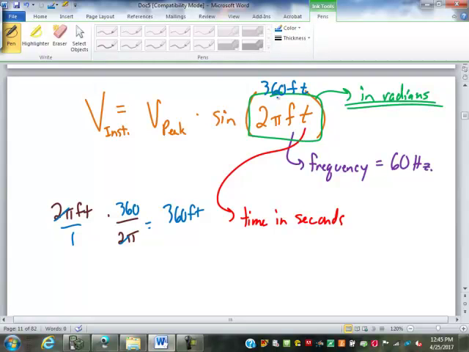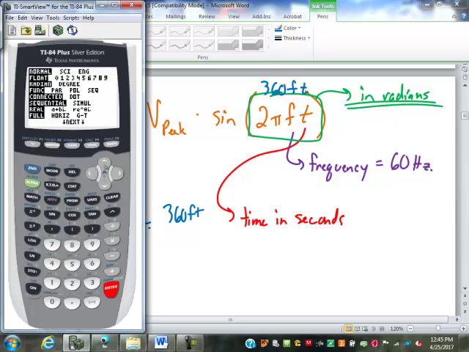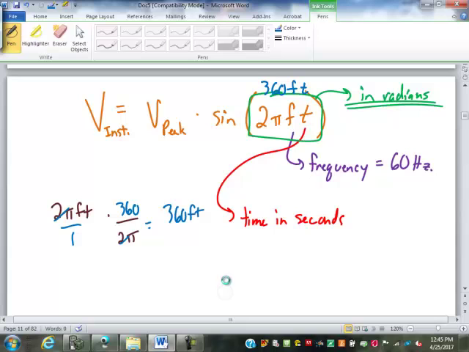So would you rather do it in degrees? Okay. So I'm going to turn this back to degrees. Let's clear it out. So the formula we're going to use is the instantaneous voltage is equal to the peak voltage times sine of 360 times the frequency times the time.